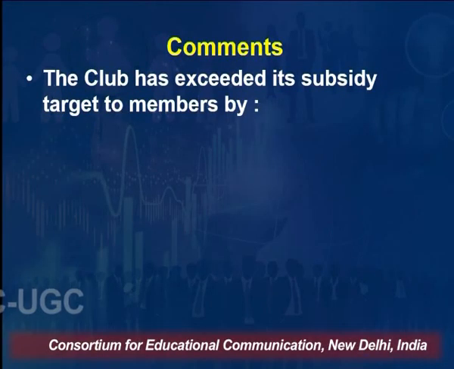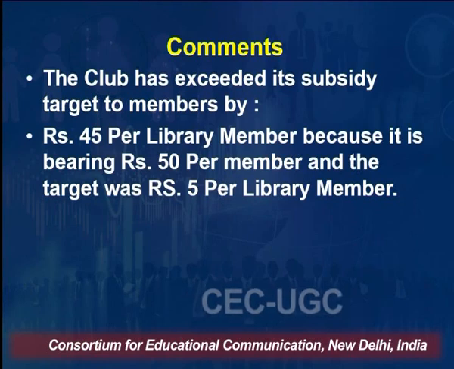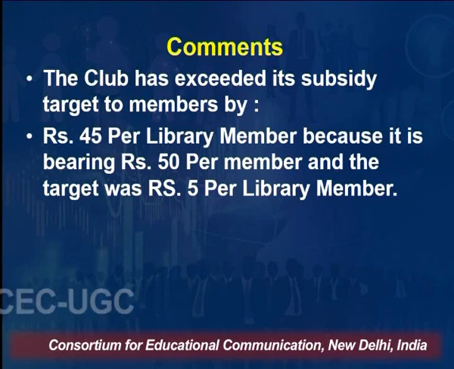The next part is more interesting, because there you have to give your valuable comment. They were asking about the policy of this library. So subsidy per library member per annum given by you is rupees 50, and per club member it is rupees 10. Now we shall give our comment like this. The club has exceeded its subsidy target to members by rupees 45 per library member, because it is bearing rupees 50 per member, and the target was rupees 5 per library member.